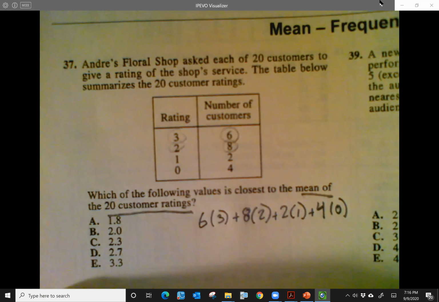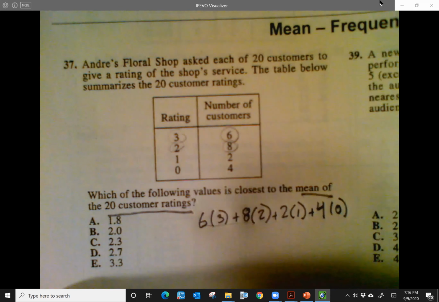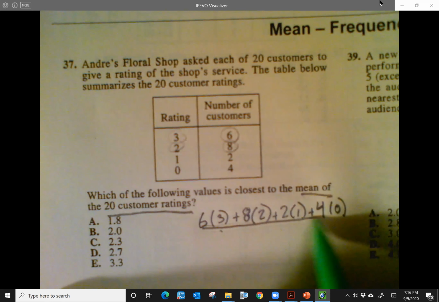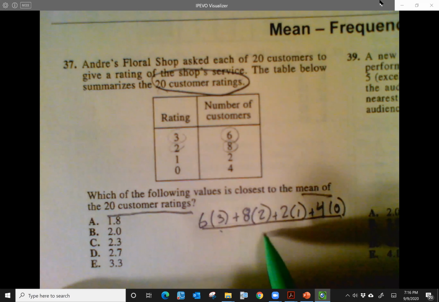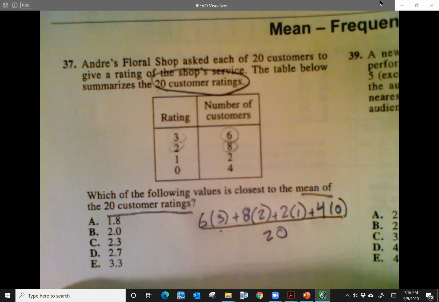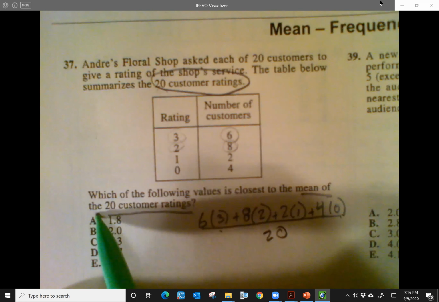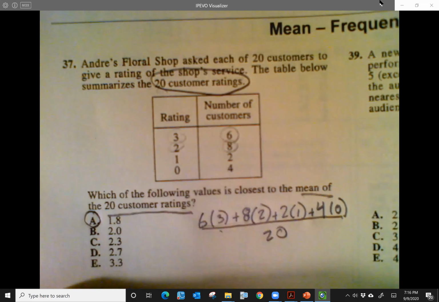Because 4 times 0. So if we did this math, this would tell us how many total ratings there were, right? That's the sum. And I'll just divide by 20 because there were 20 ratings. Now I'd use my calculator, right? And when I type this into my calculator, I wind up with letter A.